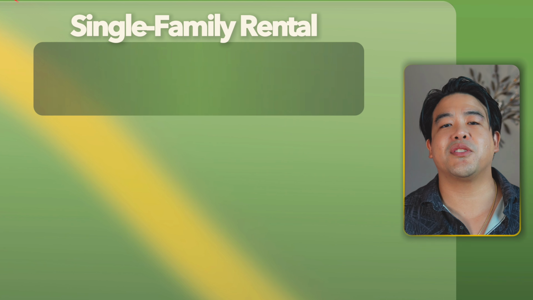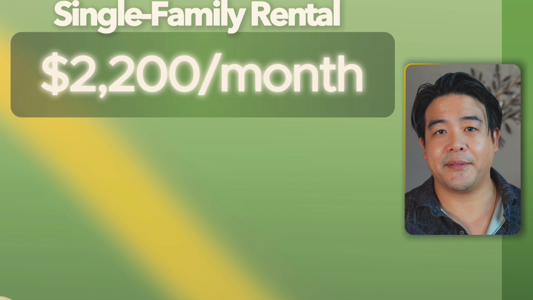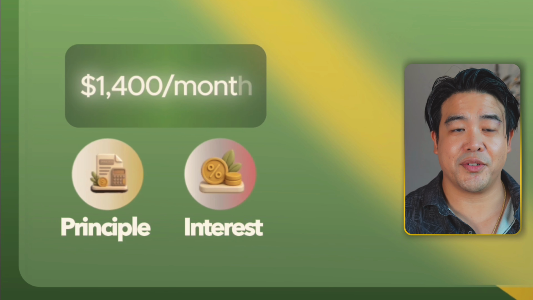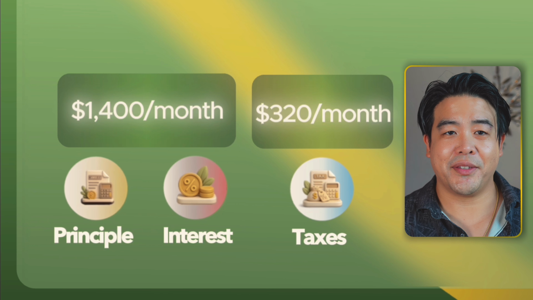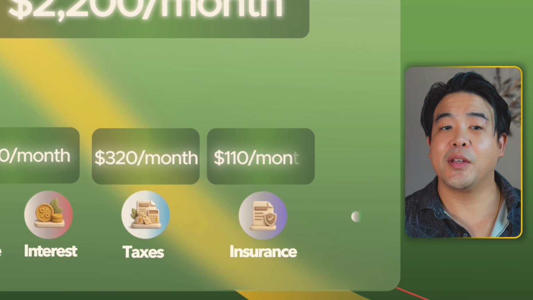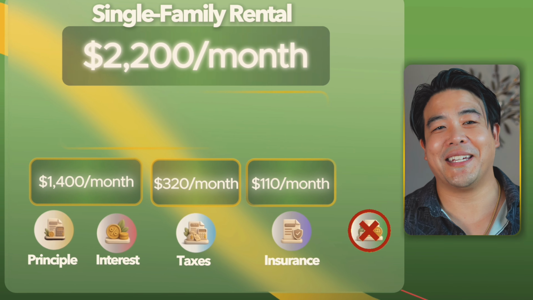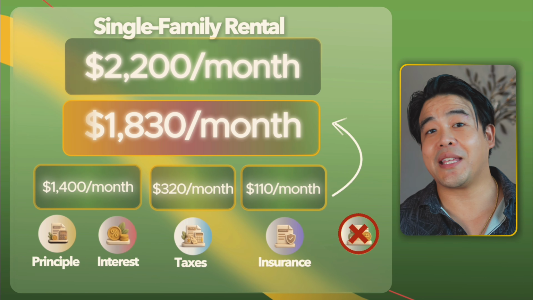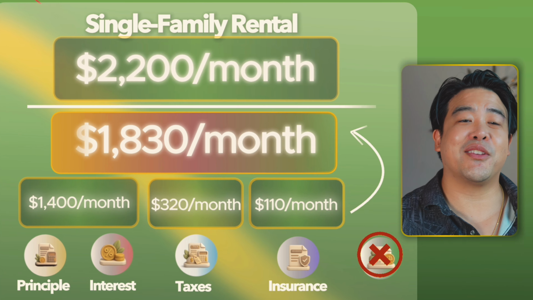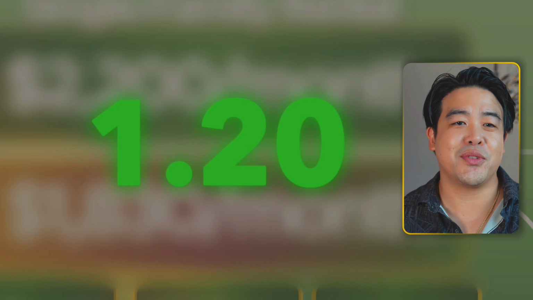Say the property is a single family rental. Rent is $2,200 a month. Now, the payment side. Principal and interest comes out to $1,400. Taxes are $320 a month. Insurance is $110. No HOA. $1,400 plus $320 plus $110 is $1,830. $2,200 divided by $1,830 is 1.20. That property brings in 20% more than the cost to carry. That's a real number. That's the whole qualification.